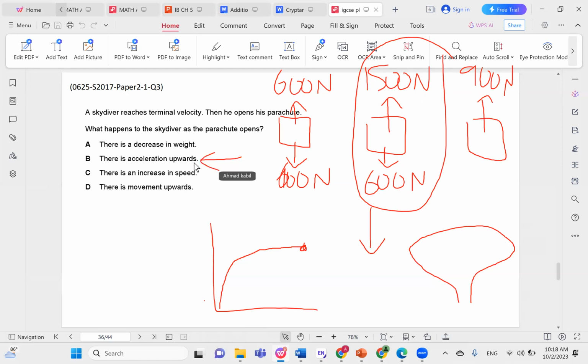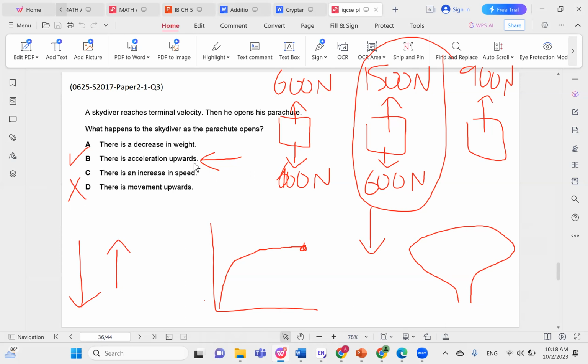This might be confusing because you might be thinking to yourself, how can he accelerate upward? How can this be correct and this be false at the same time? Can that happen? Can I be moving downwards? Can this be my direction of motion and simultaneously be accelerating upwards? Yes. Acceleration has nothing to do with the direction of motion.